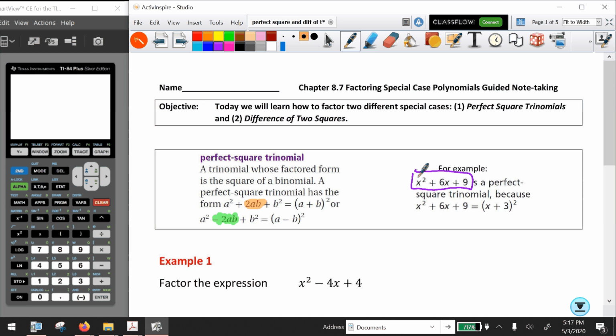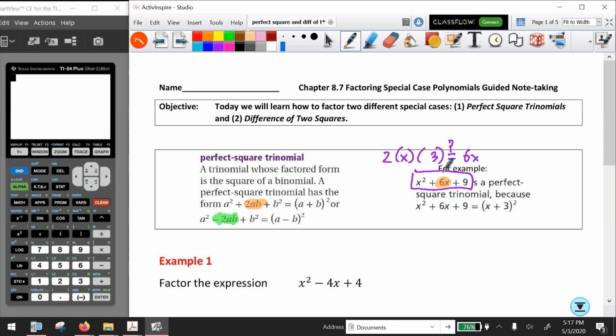Is this a perfect square trinomial? Well, we have to look at that middle term. Is 6x twice the product of the square root of the first term and the last term? What's the square root of x squared? x. What's the square root of 9? 3. And is 2 times x times 3 equal to the middle term, 6x? It is, in fact, and therefore, this is what we call a perfect square trinomial.